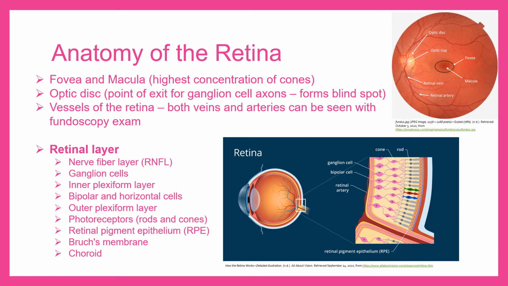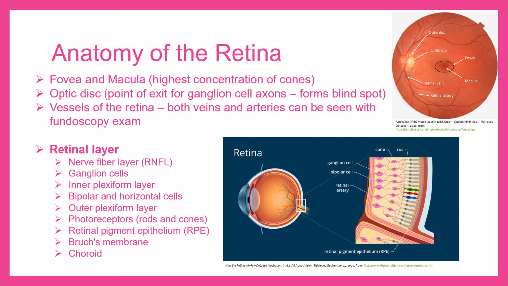The retina is the innermost layer of the eye, the outermost being the sclera and the conjunctiva, and the middle layer being the uvea. The uvea is divided into the anterior part, the iris and the ciliary body, and the posterior part, the choroid layer.